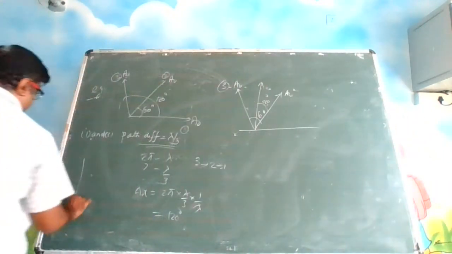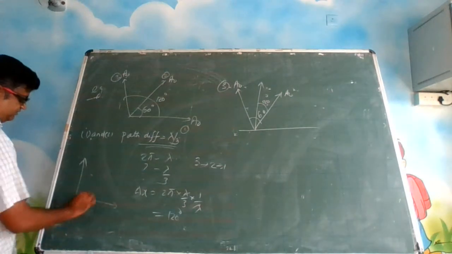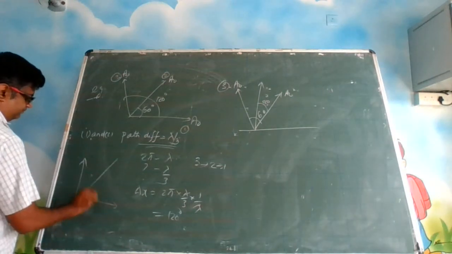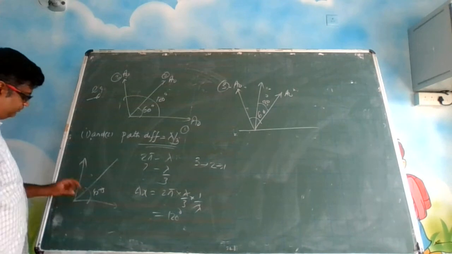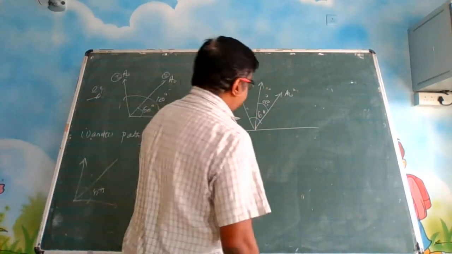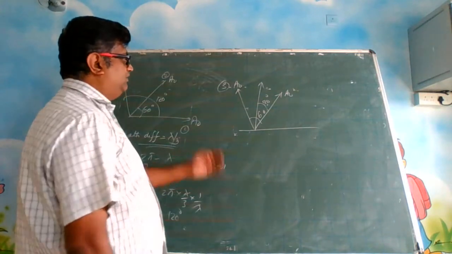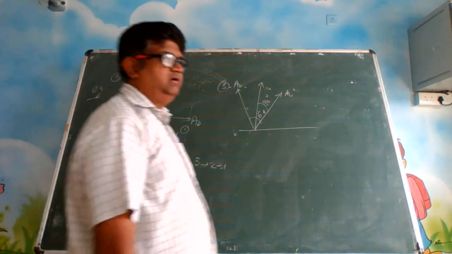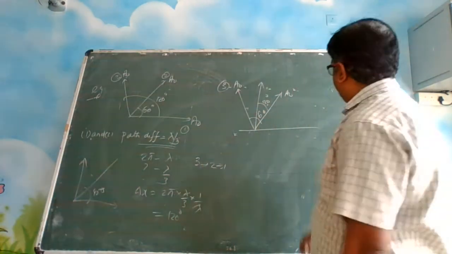Suppose there are two perpendicular vectors. If they are both equal, the resultant is going at 45. 45 is the angular bisector of 90. So similarly here it will go through the 30. So what will be the resultant amplitude? You need to put that.